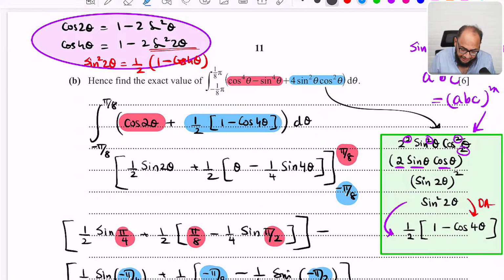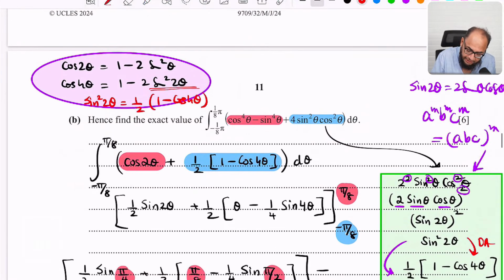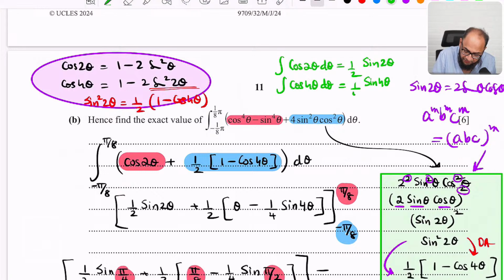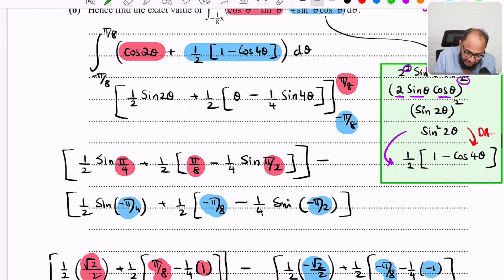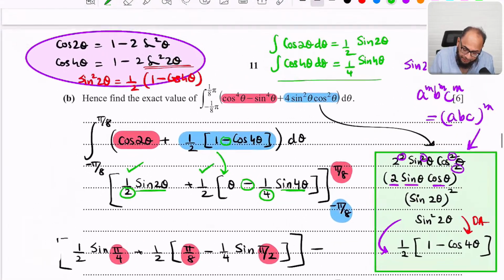And now it's basic integration. Integral of cosine 2 theta, that is sine 2 theta, it's positive and it's divided by 2. Integral of cosine 4 theta d theta, that is sine 4 theta divided by 4. So that is the basic idea. Cosine 2 theta, that is sine 2 theta over 2. This is sine 4 theta over 4. This negative sign was already there. Integral of 1 is theta. Constants remain as it is.